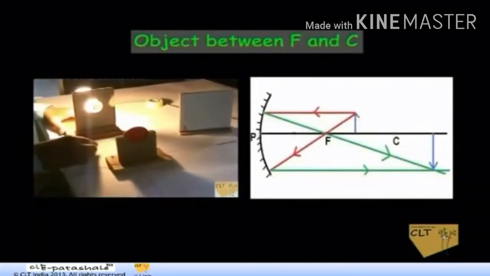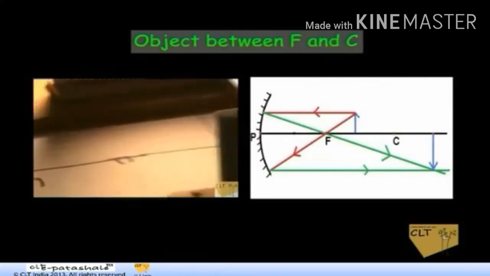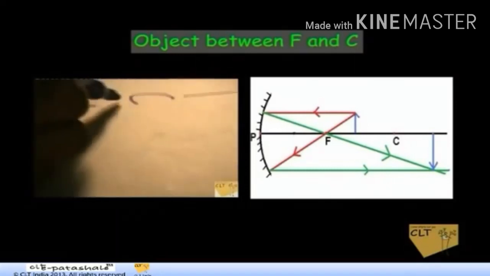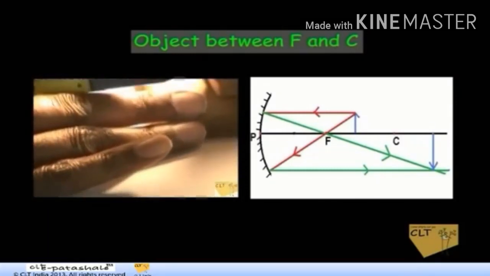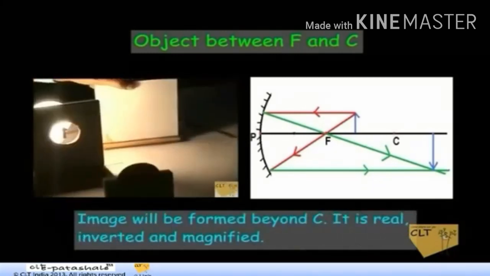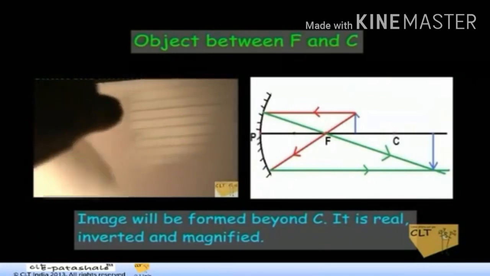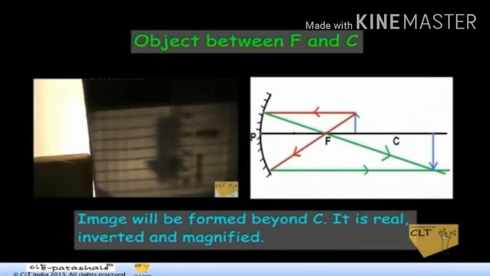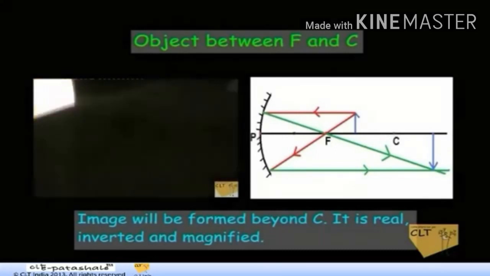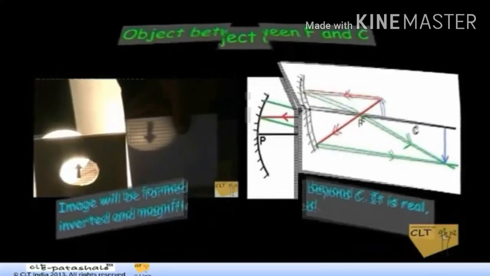Case 3. The object between F and C. This is F and this is C. Now place the object in between. You can observe that the image is beyond C. It is inverted and real. If we measure the size of the image, we find that it is 4 centimeters. So the image is enlarged.